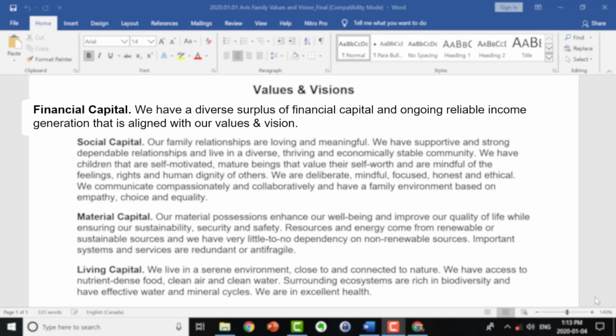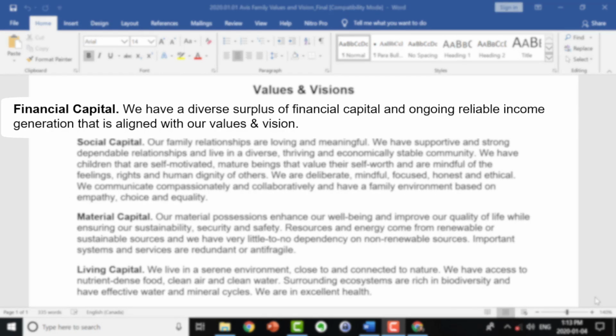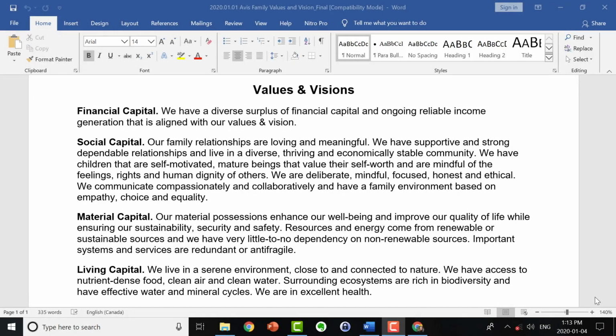Let's show you our values and vision sheet so you can get a more concrete understanding of what we're talking about. So here it is. Values and vision for Rob and Michelle Avis. The first one is financial capital. And our statement, you'll notice, is we have a diverse surplus of financial capital and ongoing reliable income generation that is aligned with our values and vision.